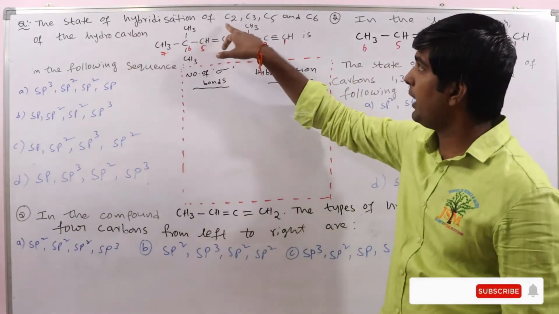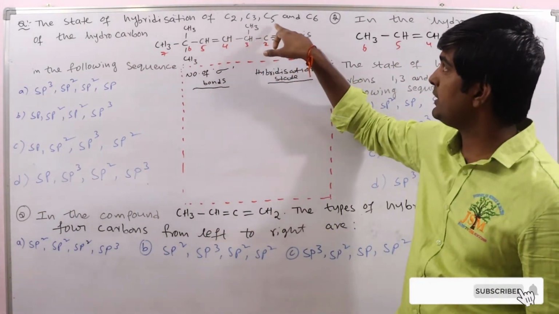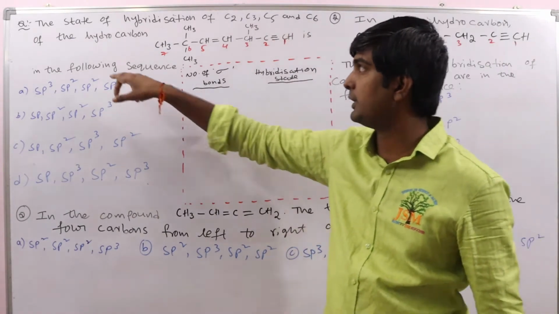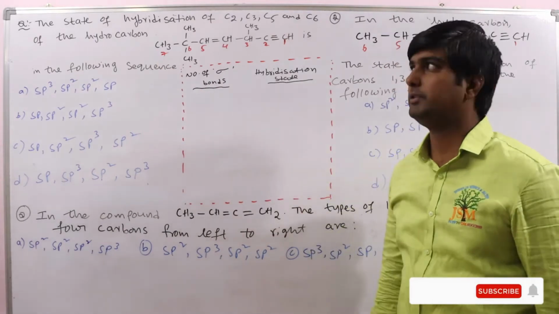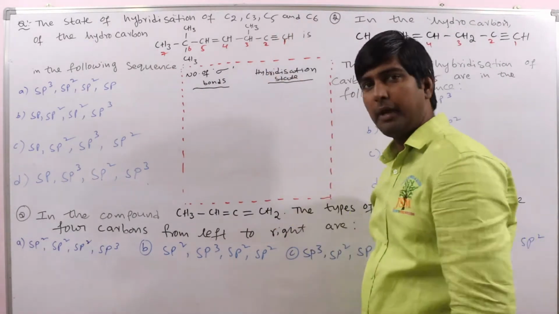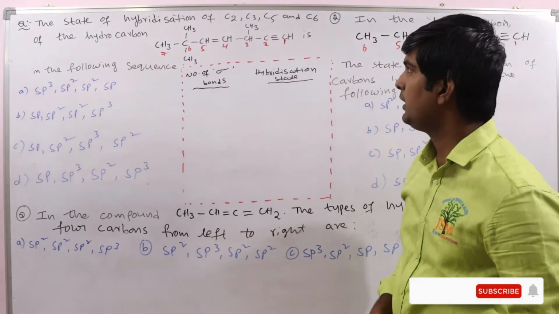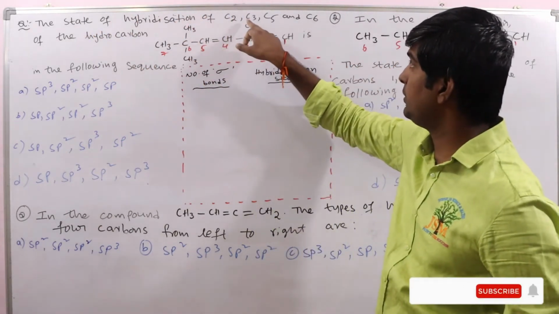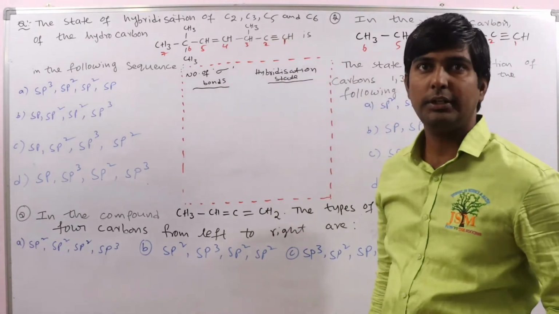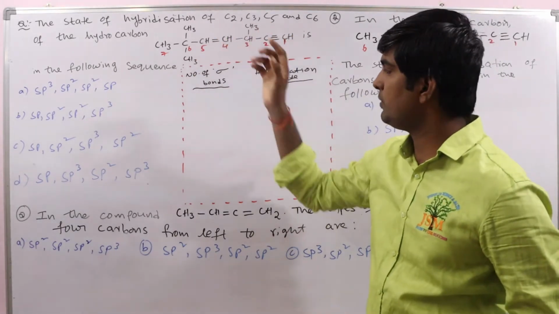The state of hybridization of C2, C3, C5 and C6 of the hydrocarbon is in the following sequence. So here one organic molecule is given. In that we have to identify the hybridization state at C2, C3, C5 and C6. See, this is the molecule given.